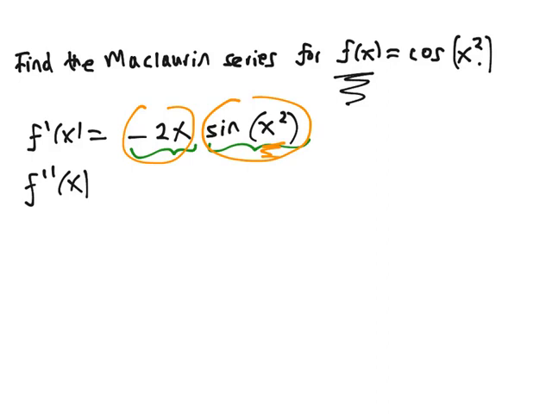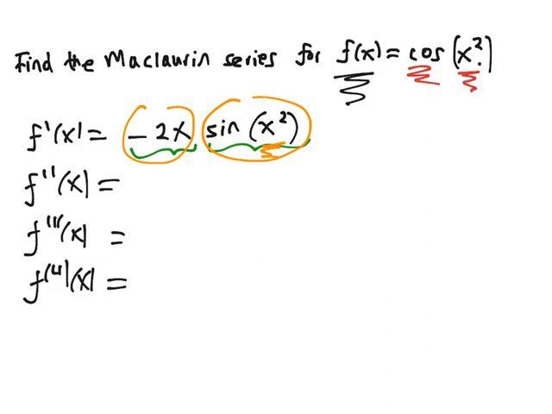And then it becomes even more complicated and cumbersome as you try to find the third derivative and the fourth derivative. So today we're learning that you can bypass that because you already have the power series for cosine of x, and you can just take the power series for cosine of x and replace the x in there with x squared.